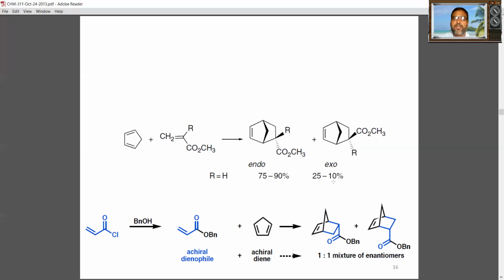Exo is 25 to 10% and endo is the meso product. So if you have this chiral dienophile and the chiral diene, you will get a 1:1 mixture of enantiomers.